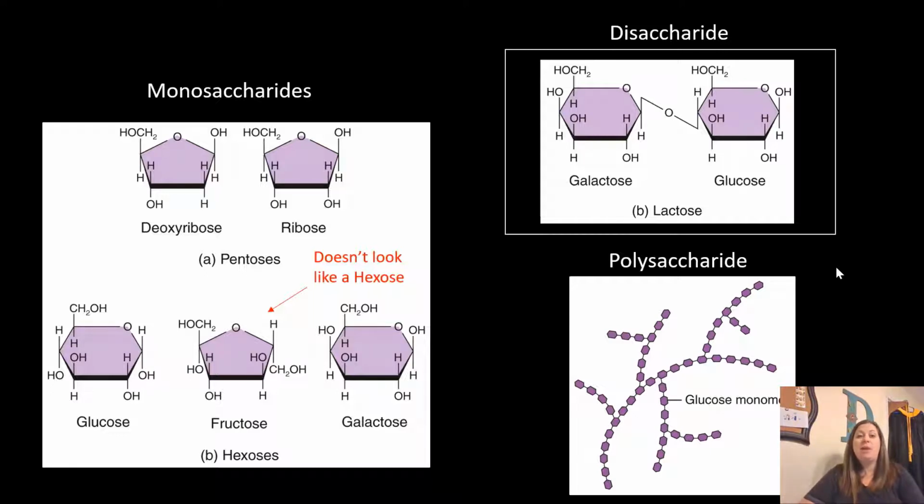Since it has the 6 carbons present, that's why it's called a hexose sugar. When we put 2 of these sugars together, we get a disaccharide. So this top picture is showing you lactose as a disaccharide. And when we have a bunch of these sugars put together, we have a polysaccharide.